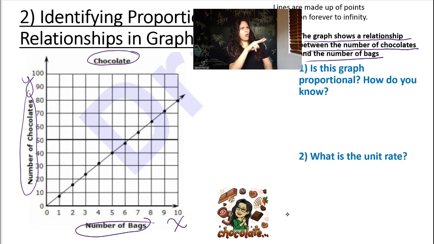Well, just looking at it, it's a straight line and it goes to the origin. So yeah, but let's prove it because it says, how do I know? I want to do some math work. So let's look at these. Good points for me to use would be this one.